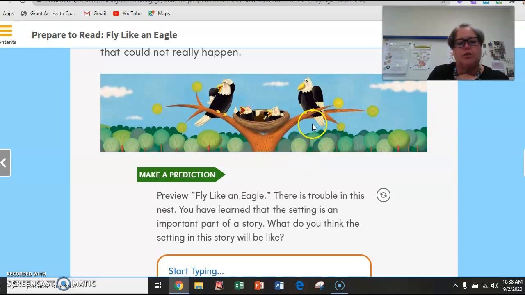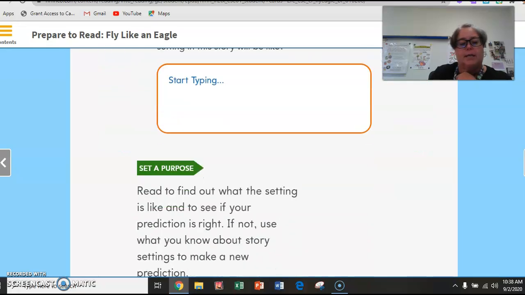I think the setting of this story might be in a nest or maybe in the forest. I see a lot of trees down here. So my prediction is going to be in a tree, in a nest. I think that's the setting of the story. And you can look at this and see that it's two eagles, two babies. So maybe this is a mom and a dad and two babies, or grandma and grandpa. I'm not sure, but an eagle family. We can make a prediction that the story Fly Like an Eagle is going to be maybe about an eagle family in the forest. So that tells us the setting.